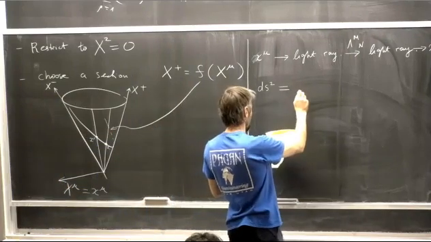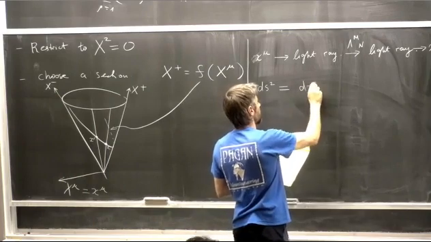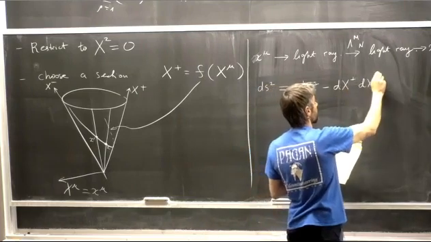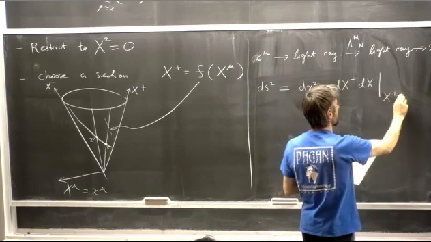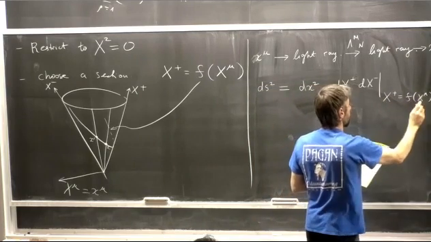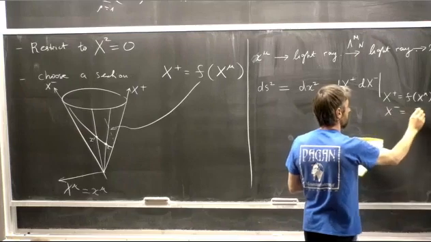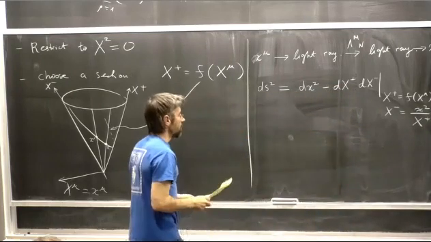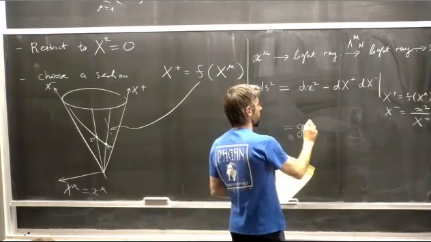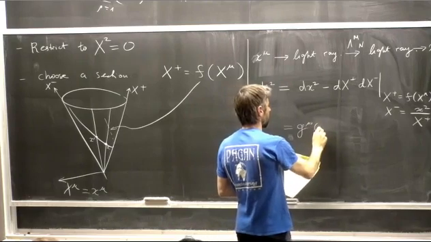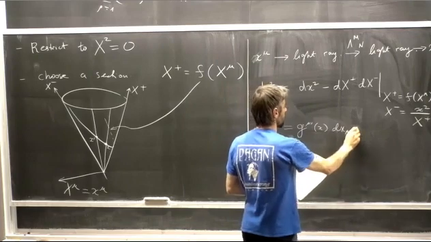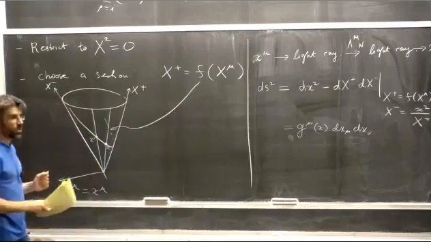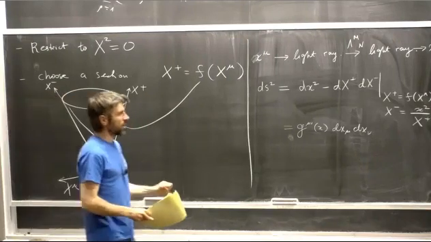So the metric is given by ds squared equals dx squared minus dx plus dx minus, restricted to this section, x plus equals f of x mu, and x minus equals x squared over x plus. So this is some metric that, okay, I could compute it explicitly, but I'm not going to need it. So let me just write it like this, g mu nu of x dx mu dx nu. And so now I would like to understand how this metric transforms under this transformation that I cooked up.